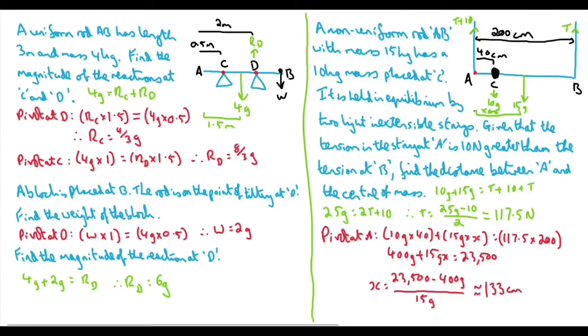So those are your basic moments questions. There's different styles that they can come up in. You're going to have some kind of rod that is either supported from underneath by a couple of supports or held from above by some strings. These may then either be uniform rods or non-uniform rods. They may be perfectly in equilibrium, or they could be on the verge of tilting.